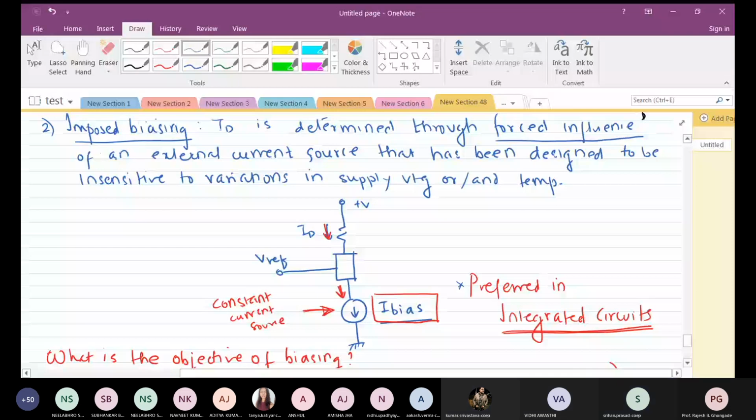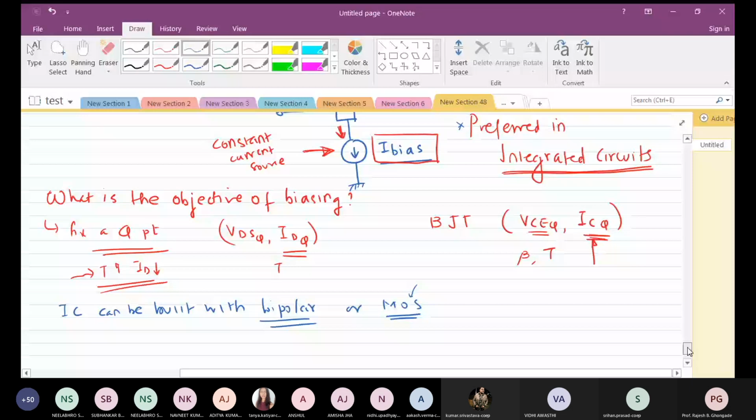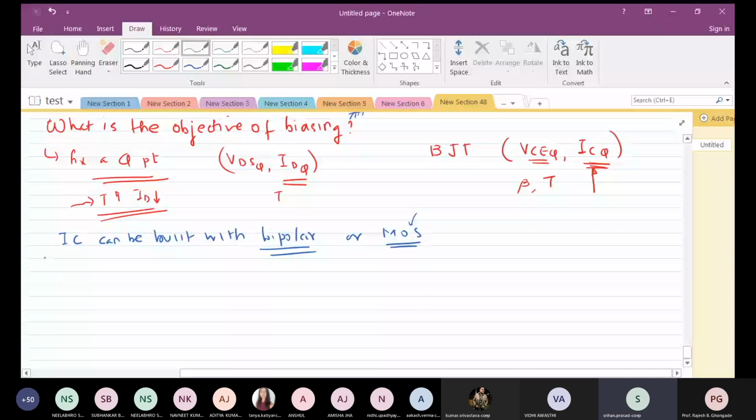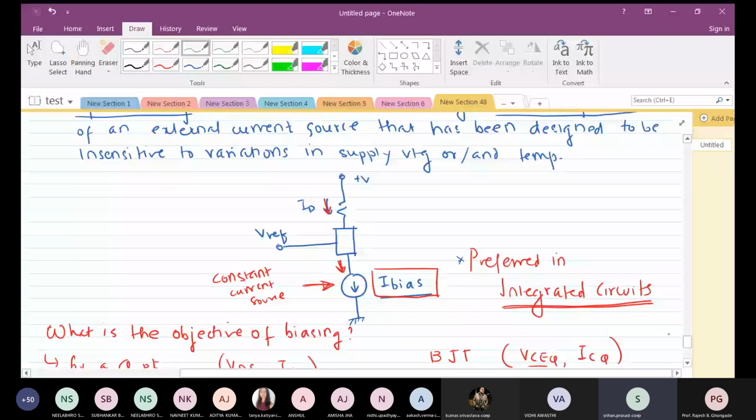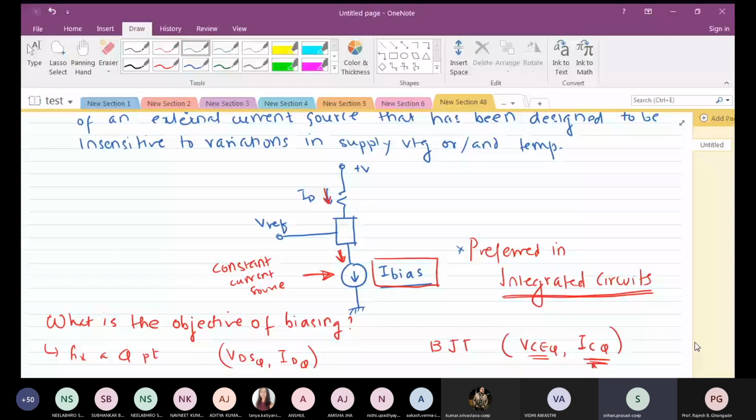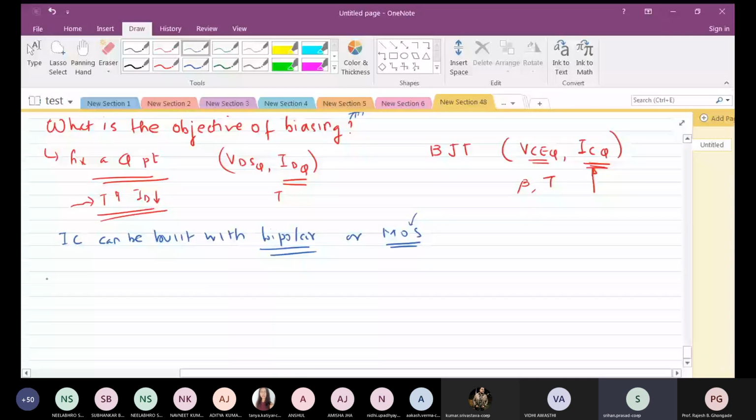So let us see in detail. This thing is out of scope for us to discuss. Probably in Integrated Circuits and Applications, we will start with this, in the next semester. But let us go for the negotiated biasing of MOSFET.